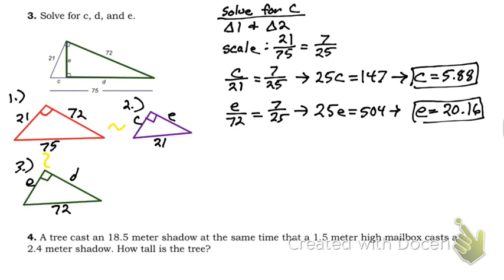I'm out of letters for number 2, so that means I need to move on to triangle number 3. I already found E. If I solved E by comparing it to these two triangles, it'd be the exact same thing, so why solve it twice? So the only thing I need to do is find D.